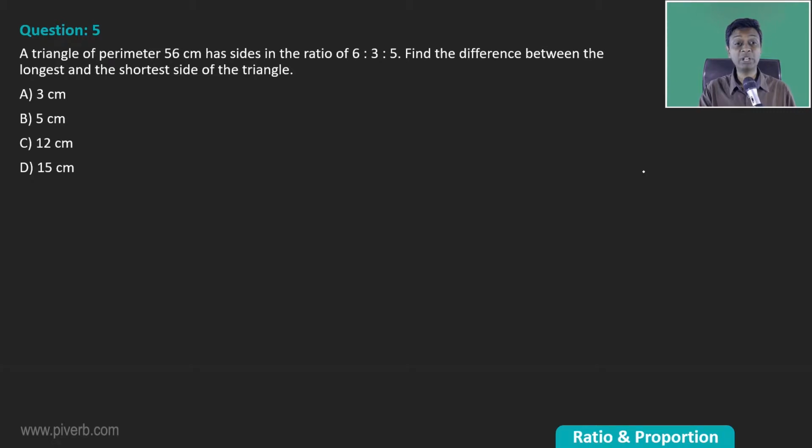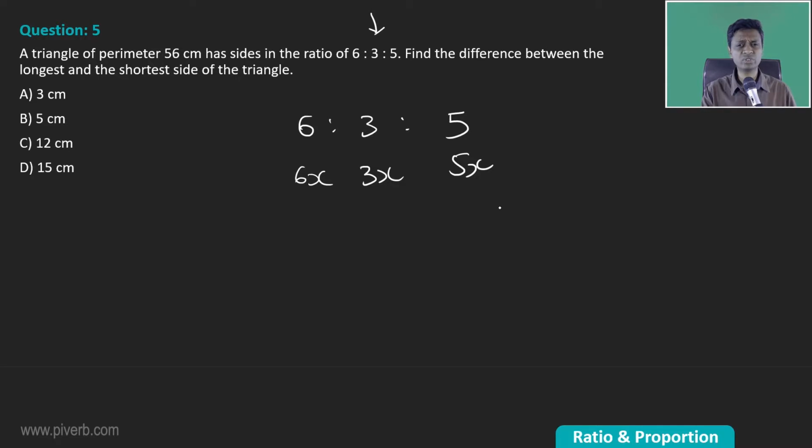A triangle of perimeter 56 has sides in the ratio 6:3:5. I like 6:3:5. I'm going to keep any ratio like this as a starting point for any question that I do. There are three different things, but they can all be captured with just one variable: 6x, 3x, 5x.